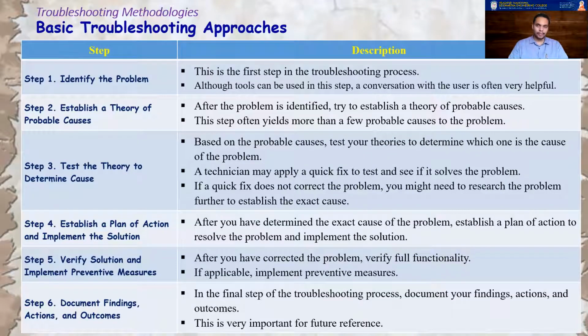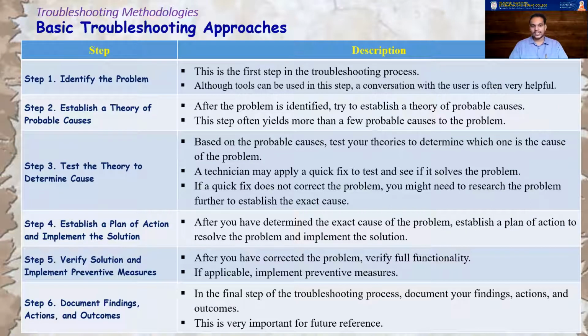Once you identify the problem, you move to step 2, where you establish a theory of probable cause. So you understand why this problem has happened, and this step might give you different probable causes, not maybe one, maybe many probable causes for this problem. Then you test your theory to determine the cause in step 3. So test your theories to identify which one of these issues caused this problem.